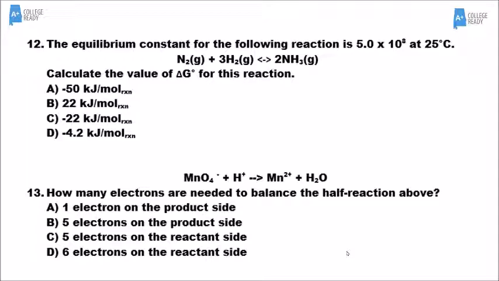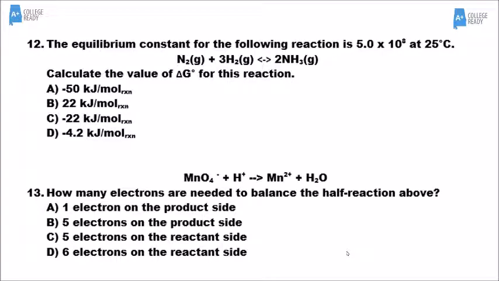For this one, work on, first of all, what should the sign of delta G be? It becomes a thought process. K is much larger than 1. If K is much larger than 1, then the reaction should proceed towards products, which means it is thermodynamically favorable and delta G should be negative.